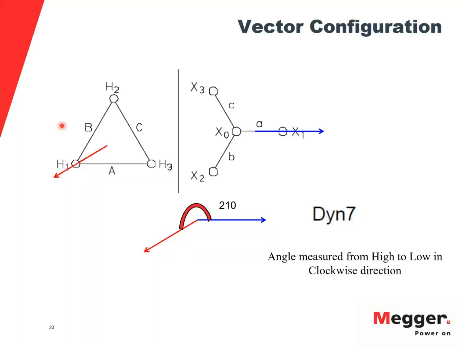So in this case, it's 210 degrees, and that number is basically how many times 30-degree increments. So that's why you have Dyn1, Dyn5, Dyn7, different ones like this. So here you have delta, that's the D, and then you have the lowercase yn, meaning it's a Y winding with a neutral on the secondary, and that 7 is basically 30 degrees times 7, or 210 degrees on that.